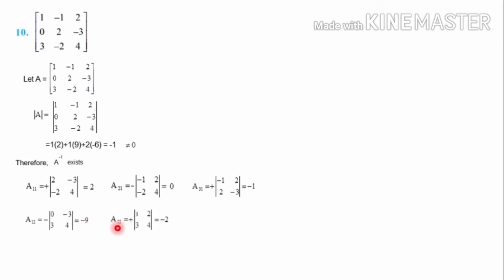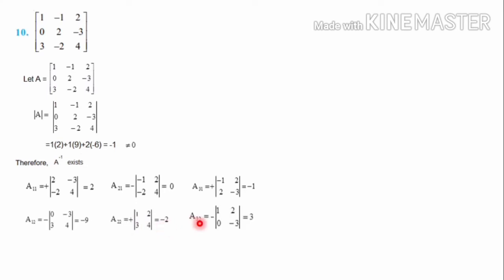Next is the A22 element, that is the second row second element cofactor. 2 is the element. That particular row and column are eliminated. 1, 2, 3, 4 are the elements. It is written. After calculation we have got the answer as minus 2.